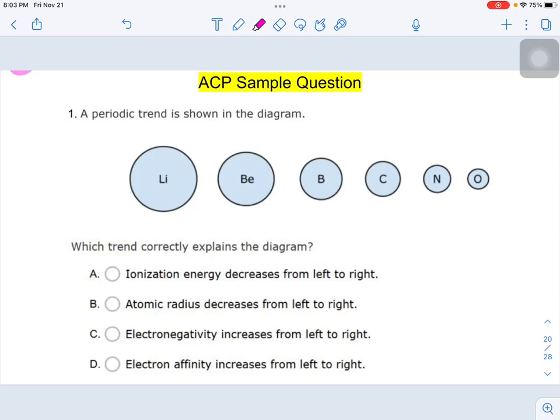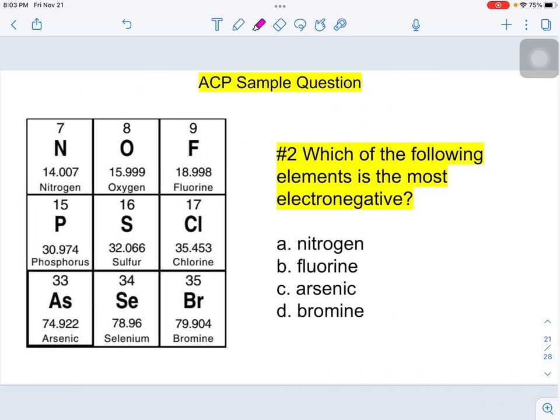Go ahead and pause it and answer the question. And then I'm going to flip to the second sample question when we're dealing with periodic trends. So go ahead and pause this and do your best as well.